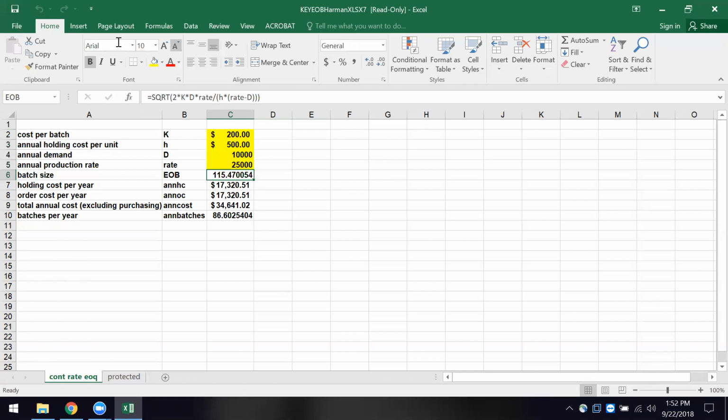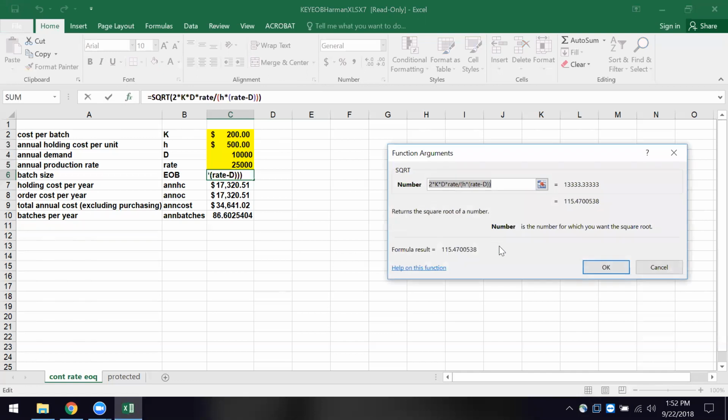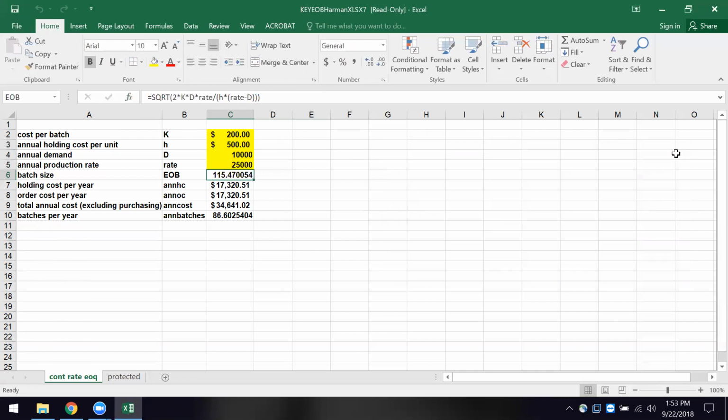Now, if I want to see some more information, I'll just click here on the insert function, and it will tell me what this is. It returns the square root of a number, and they'll even give you some help on the function. Away you go. Now, the square root helps us take numbers and wash them up a little bit, okay, and take them down to an essence.